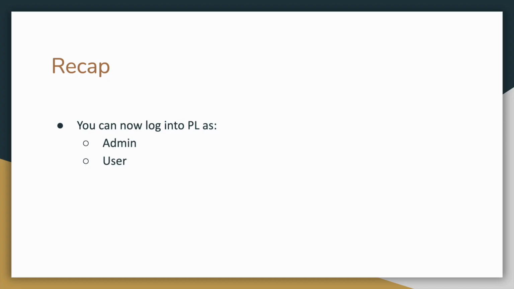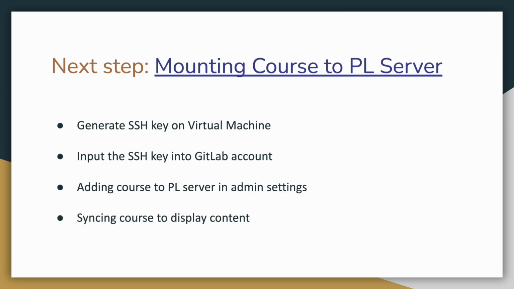So to recap, you can now log into PrairieLearn as an admin and user. And the next step will be mounting the course to the PrairieLearn server, and this will be generating an SSH key on the virtual machine, and putting this key into your GitLab account, adding the course to the PrairieLearn server in admin settings, and then syncing the course to display the content.